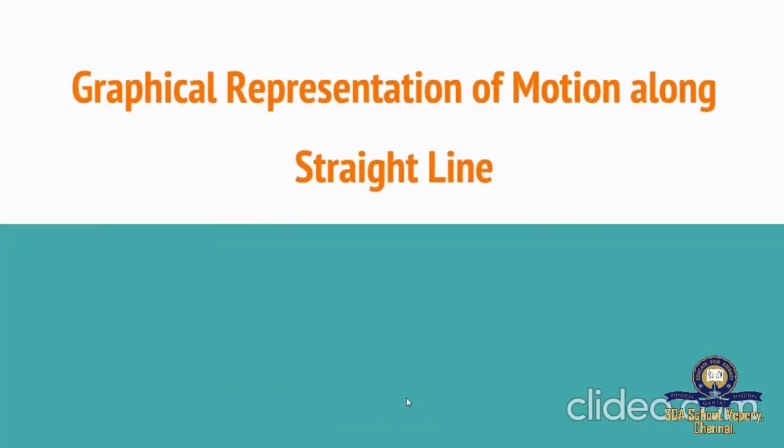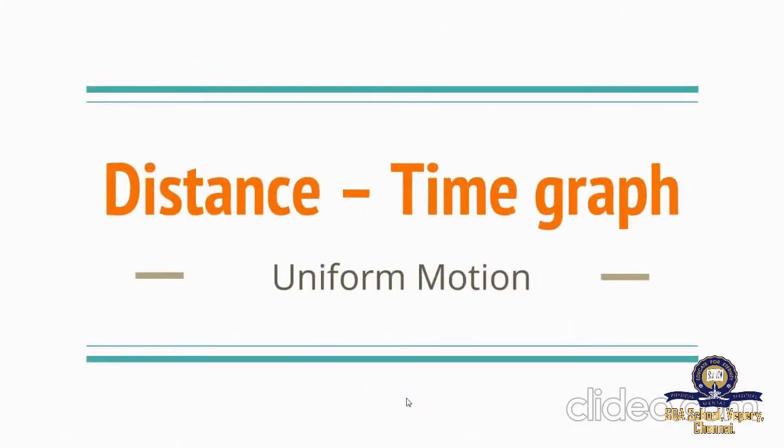First, we'll see graphical representation of motion along a straight line. As the name suggests, right? Graphical representation of motion along a straight line. So we are going to represent the motion taken by the particle in a graphical mode. So we are going to represent the motion covered in a graph. Okay, this is what we are going to deal with in today's class. So first we'll see the distance-time graph.